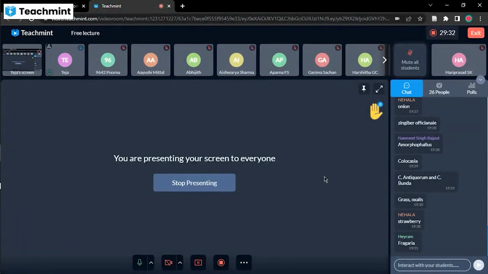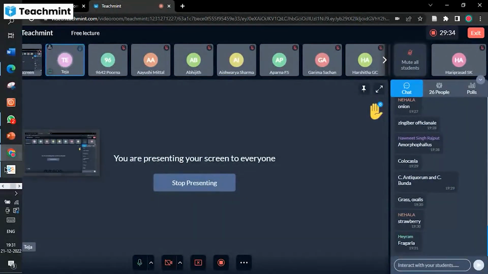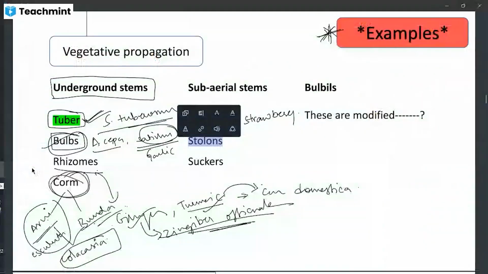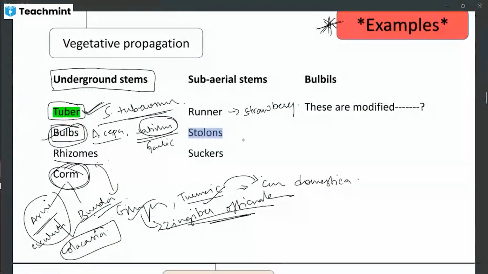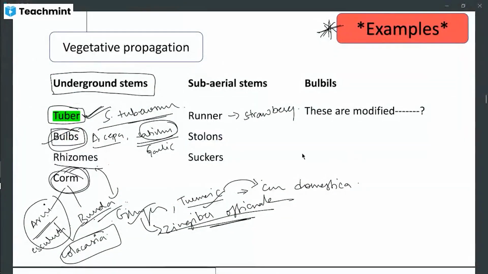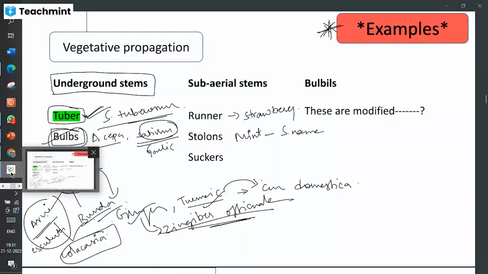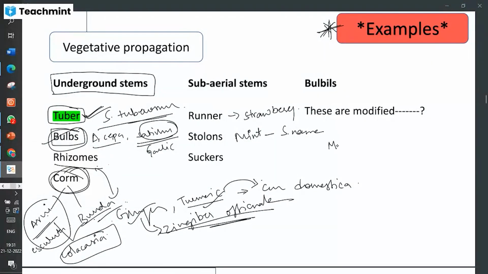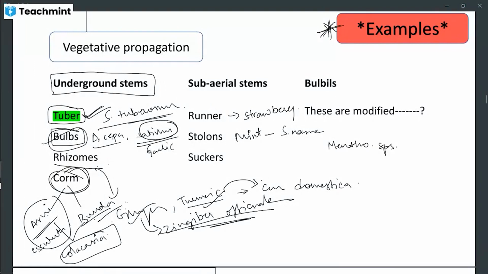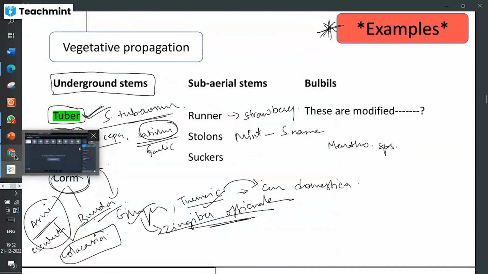Mint. Okay, mint. So what is the scientific name of mint? Even I don't know the scientific name of mint. You guys can answer. Mentha species. Okay, so everyone do check the scientific name of mint because even I don't know it. And what will be the example of sucker?